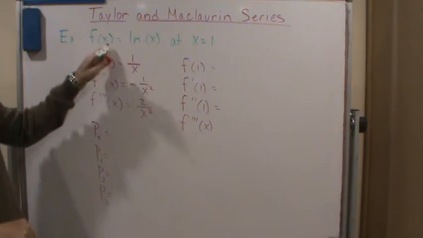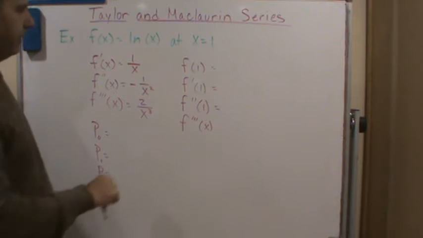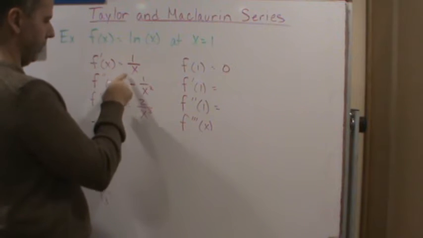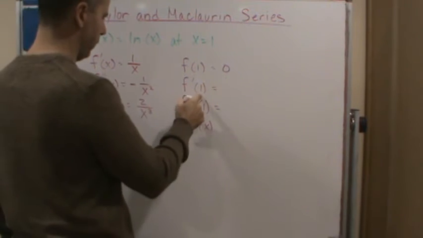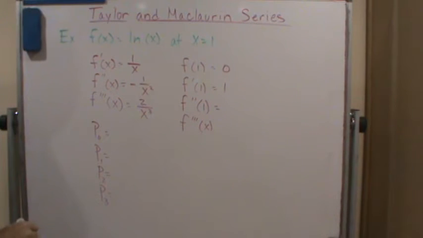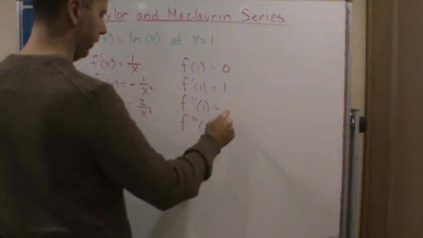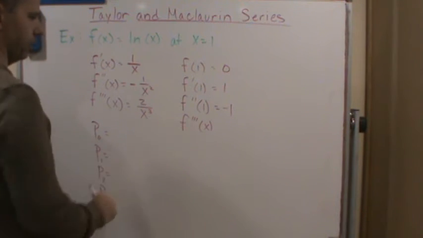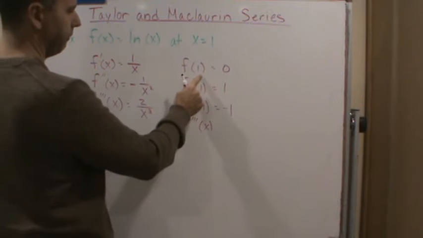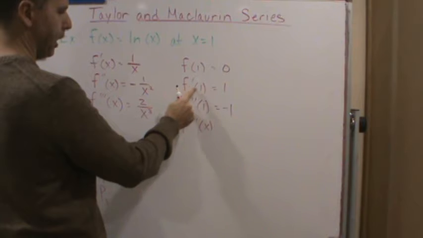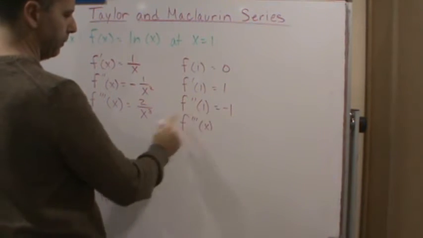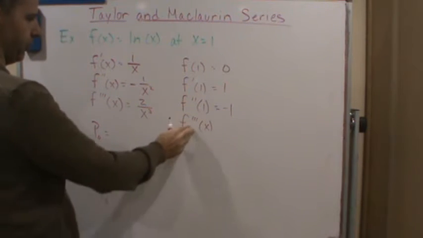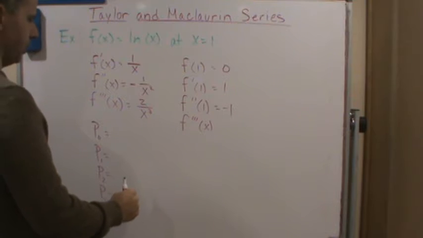And so now if we evaluate each one of these derivatives at x equals 1, including the function, then f of 1 equals 0. Natural log of 1 is 0. And then f prime of 1 is going to be 1. Let me regroup that. So f of 1 is going to be 0. f prime of 1 is going to be 1. f double prime of 1 is going to be negative 1. And then f triple prime of x, or the third derivative of f of x, is going to be 2.